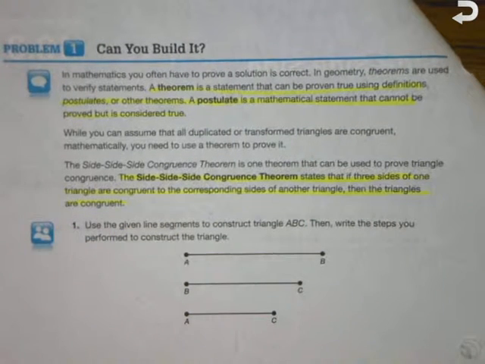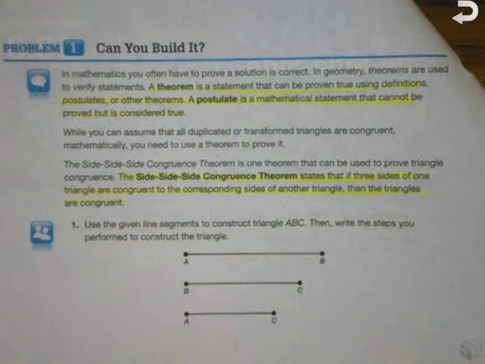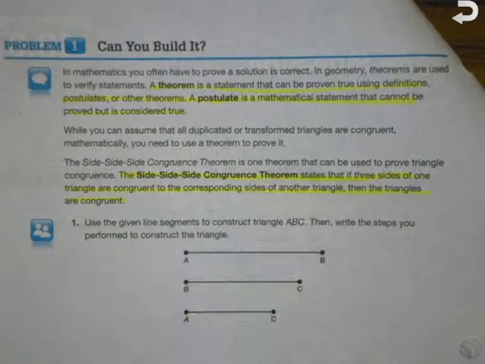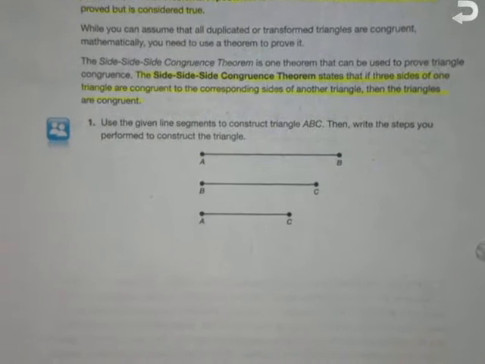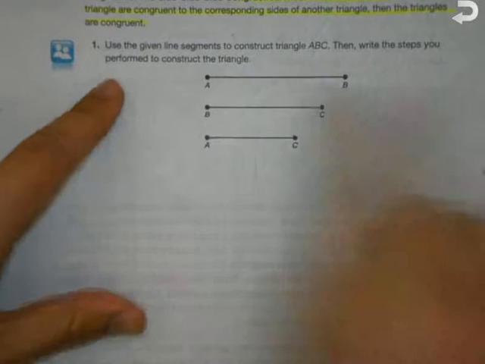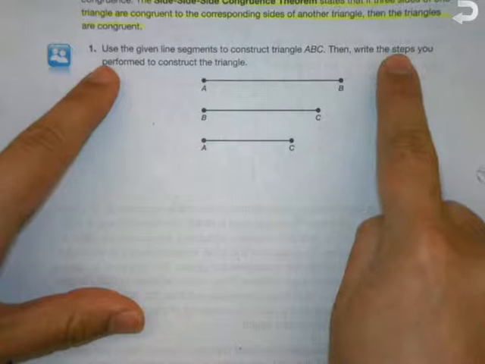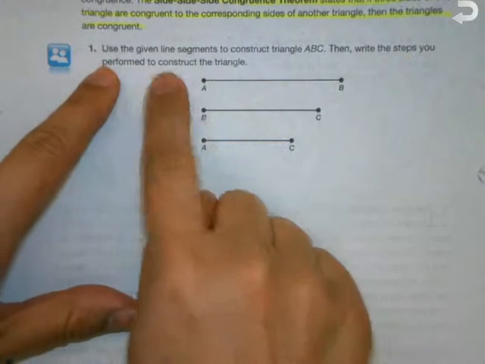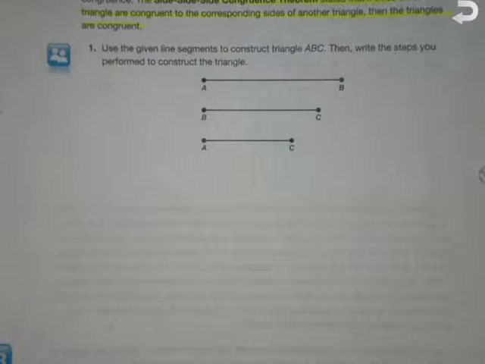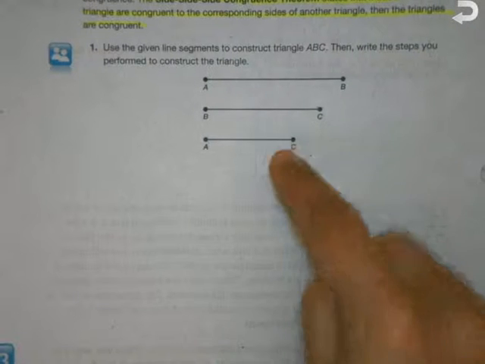So if we make two triangles that have all three sides exactly the same size, we can use the side-side-side congruence theorem to prove that they are congruent. So part one, we're going to kind of do that. So it says, use the given line segments to construct triangle ABC. Then write the steps you perform to construct the triangle. I'm not going to make you write the steps, but we are going to construct the triangle together. Any ideas of how we can construct a triangle using these three given side lengths?